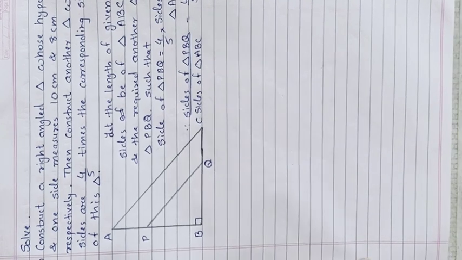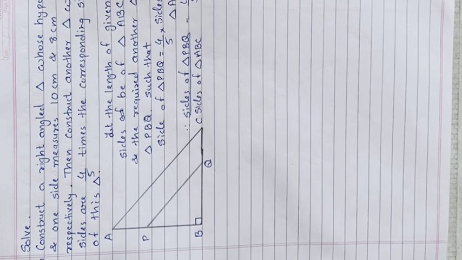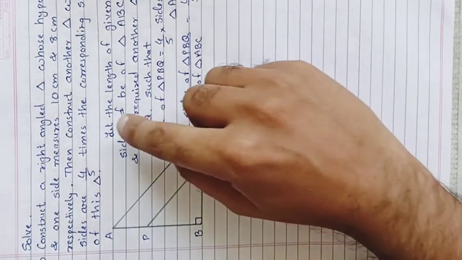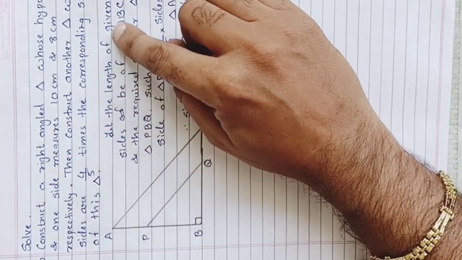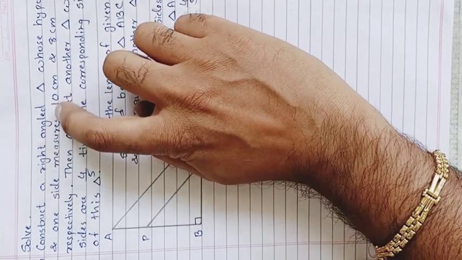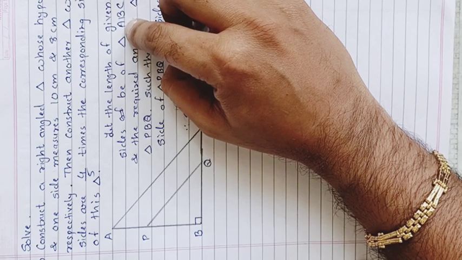Let's start question number 4. Solve. Construct a right angle triangle whose hypotenuse and one side measure 10 cm and 8 cm respectively. Then construct another triangle. So first, given triangle sides are 10 and 8, and we need to construct another triangle. So we need to construct both triangles, the first as well as the second. So first, the given triangle. Let the given sides be of triangle ABC. It means the given measurements 10 and 8 are sides of triangle ABC.